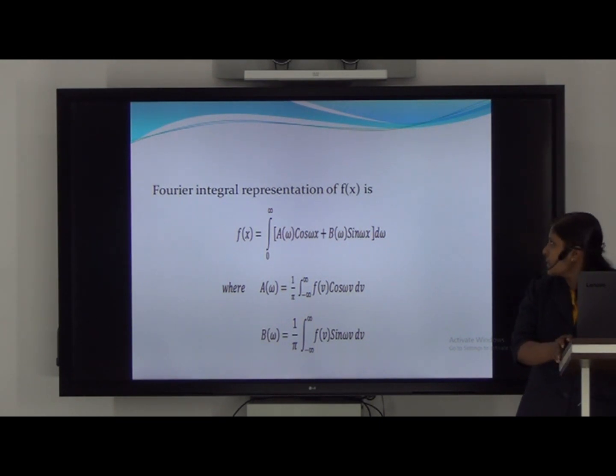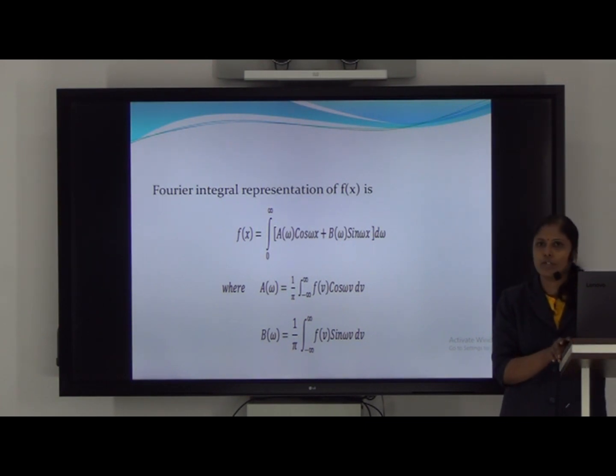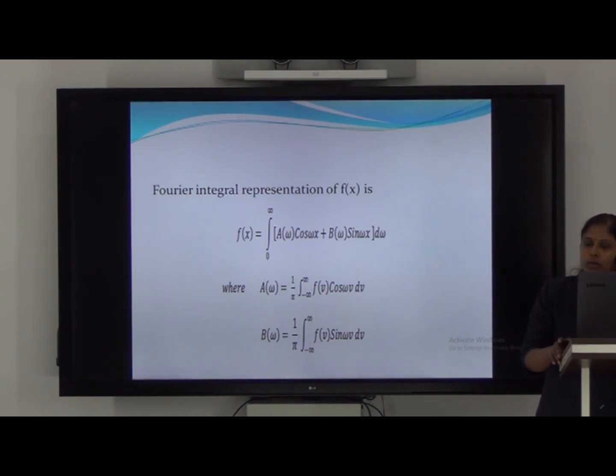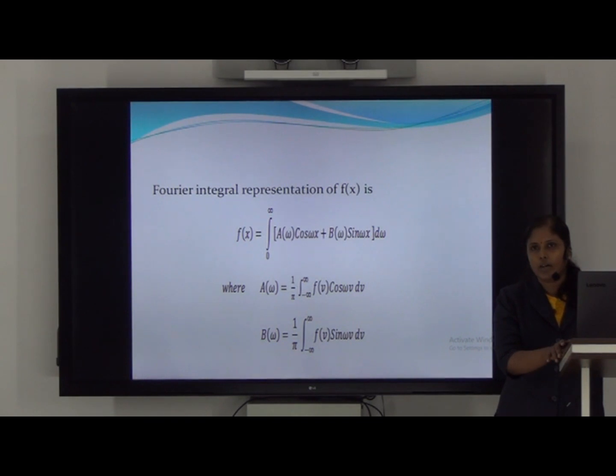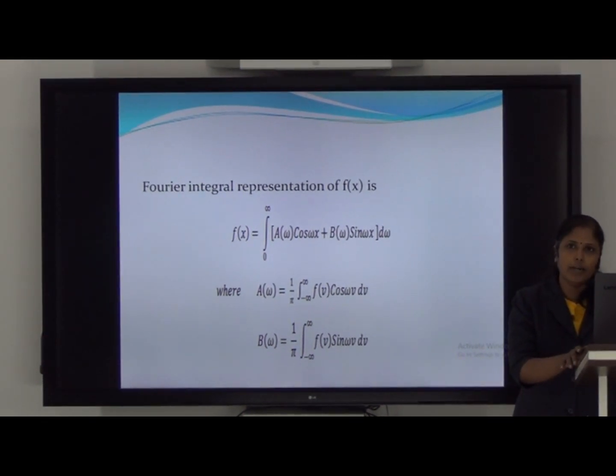The Fourier integral representation of f of x. In Fourier series, if we assume L tends to infinity, then we can prove that f of x equals integral 0 to infinity a of omega cos omega x plus b of omega sin omega x d omega, where a of omega and b of omega are coefficients which can be found by the formula: a of omega equals 1 by pi integral minus infinity to infinity f of v cos omega v dv, b of omega equals 1 by pi integral minus infinity to infinity f of v sin omega v dv.